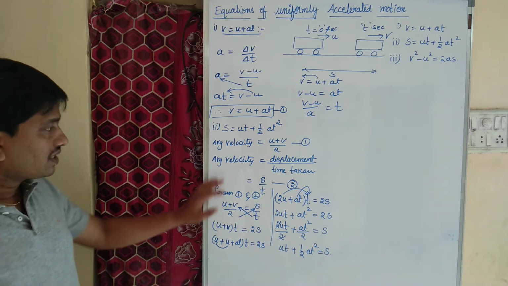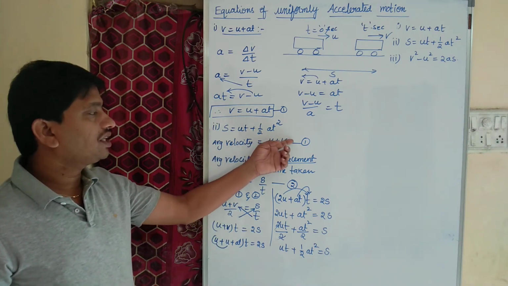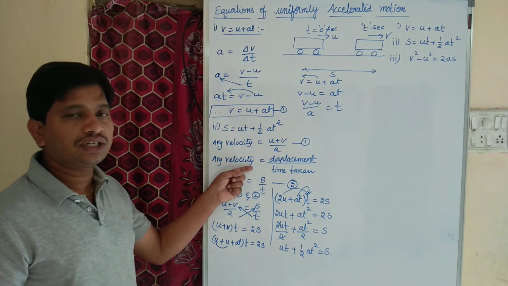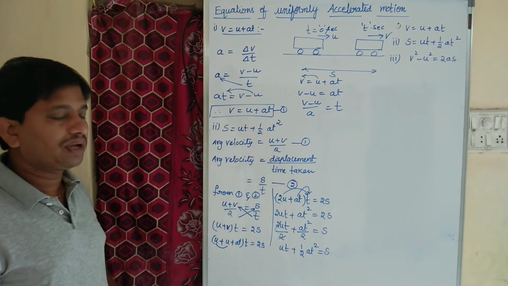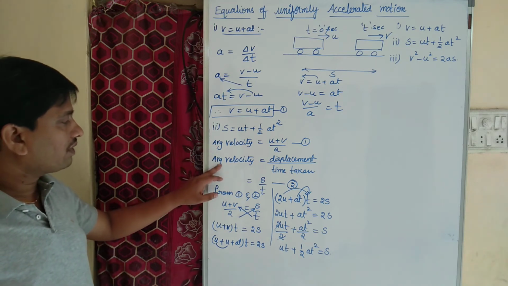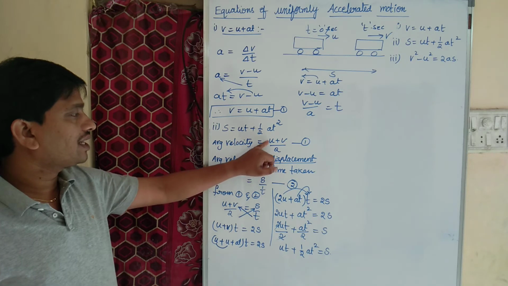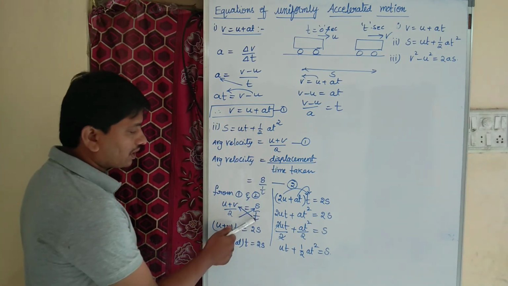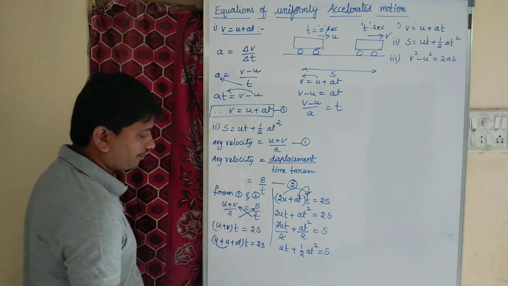Once again I am explaining. Average velocity is nothing but initial velocity plus final velocity by 2. From the definition of average velocity, distance travelled in a particular direction, that is displacement, by time taken. Displacement is s, time taken is t. From equation number 1 and equation number 2, left hand sides are equal, so I can equate the right hand sides. u plus v by 2 equals s by t. Cross multiplication: u plus v into t equals 2s.